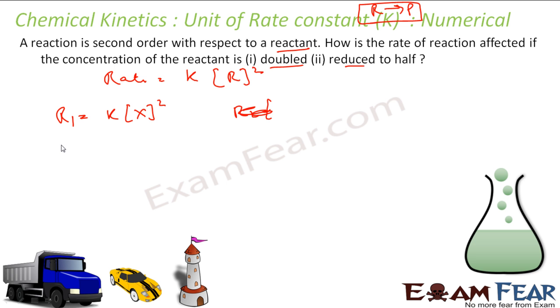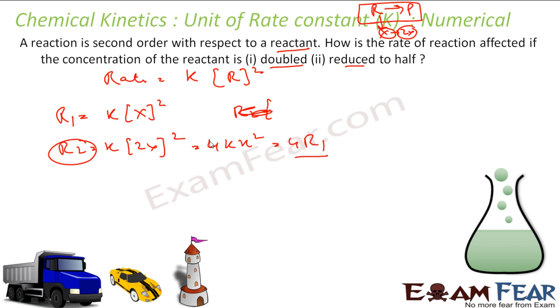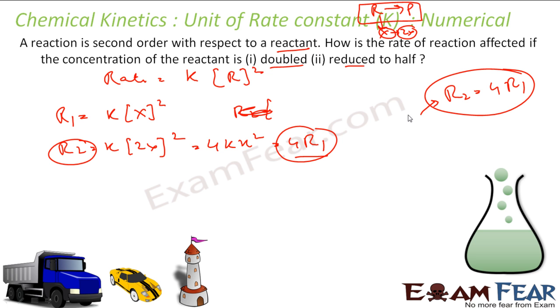Second scenario, my concentration becomes 2x. See, from X you make it 2x. Correct. So first case rate becomes K into X square. Second case rate becomes K into 2x square. That is nothing but 4 into Kx square, and that is nothing but 4 into R1. If you see, R2 is nothing but 4R1. So if I double the concentration of reactant, my rate is 4 times.